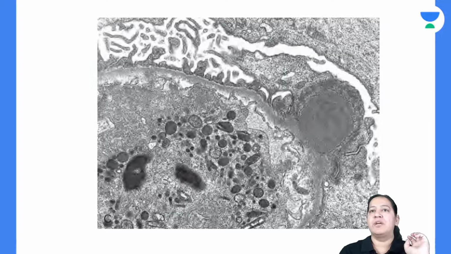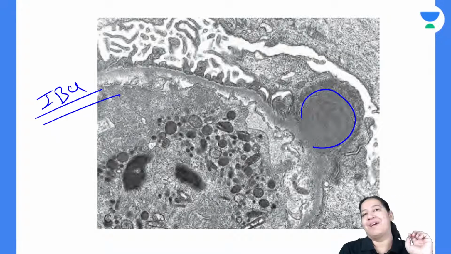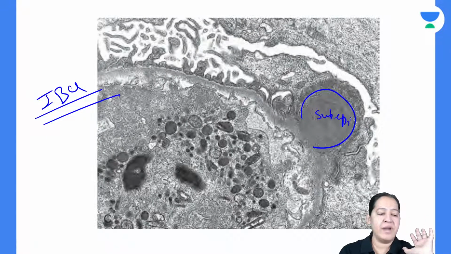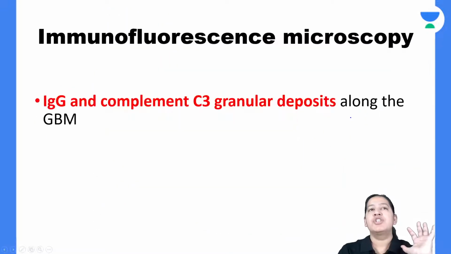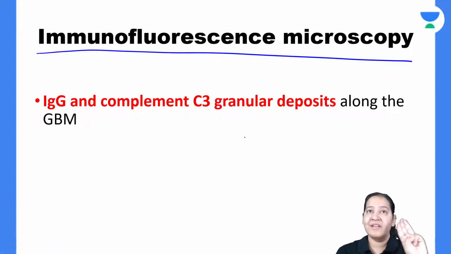This is the actual image. Appreciate the deposit. It can come in the form of an image-based question in your exam, right? It is a lumpy, bumpy, humpy subepithelial deposit. See the size, appreciate the size. Should I go ahead? The next, third and last, is immunofluorescence microscopy.